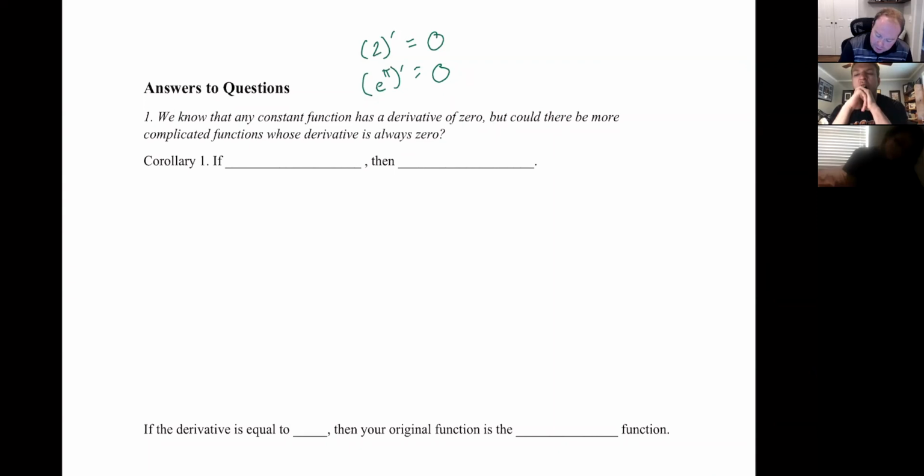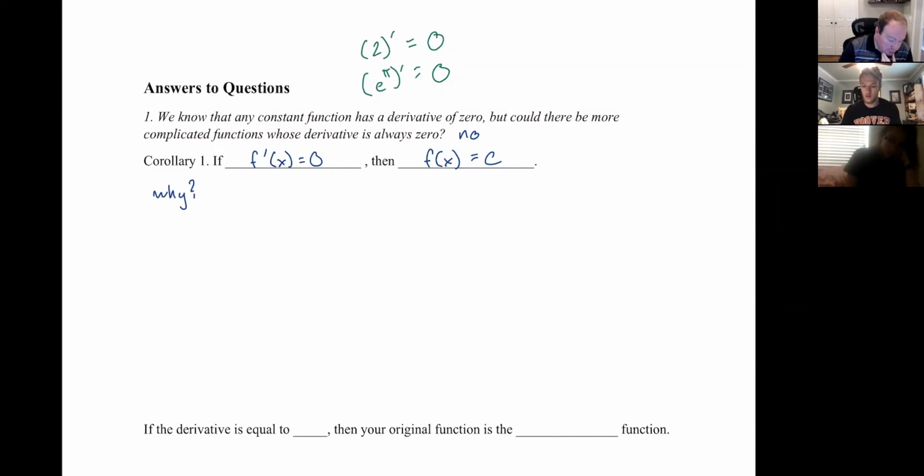And a corollary, again, if you explore deeper into mathematics, you'll see phrases like corollary. A corollary is basically something that follows from a theorem. It's not as deep, but it is an interesting result to state. So here's the result. If the derivative of a function is 0, then that function has to be a constant. So the answer to this question is no. There are not more complicated functions, and we'll use the idea of the mean value theorem to understand why. So what we want to think about is, why is that the case?